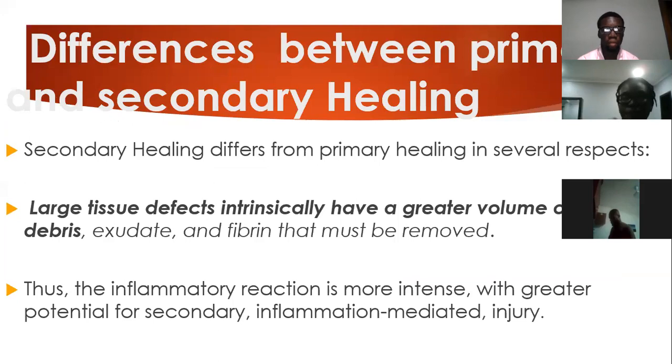So let's look at a few differences between healing by primary intention and healing by secondary intention. Usually the secondary healing occurs in severe and big wounds. For healing by secondary intention, the large tissue defects have a greater volume of debris, exudates and fibrin, which must be removed by inflammatory cells. And so they have a more extensive inflammation and healing going on compared to healing by primary intention.